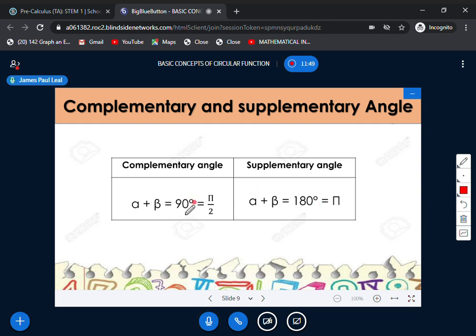In addition, your 90 degrees in radian form, we are talking about the radian form, is actually equivalent to pi over 2. Later, we will know how to convert degrees into radians as well as radians into degrees. So we are now done with the complementary and supplementary angles. I know you got it.